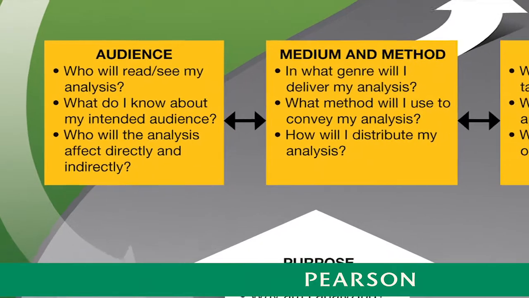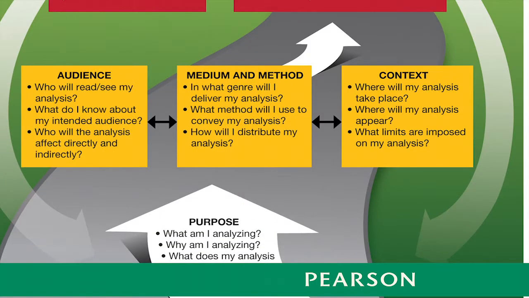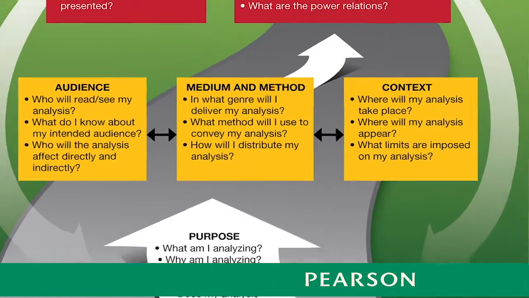Likewise, I always want to show students that when thinking about and asking about audience, medium, and method, they should also start to question the context of their analysis. Where will it occur? Where will it appear? What limits their analysis? Each of these kinds of questions should be asked in conjunction with one another, as the answers to these questions might change how the other questions get asked.